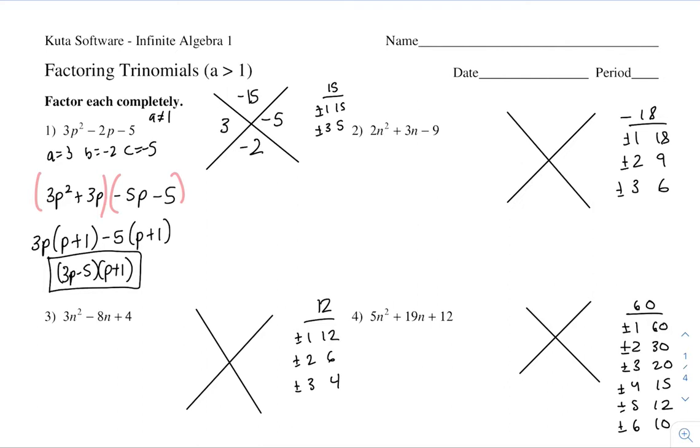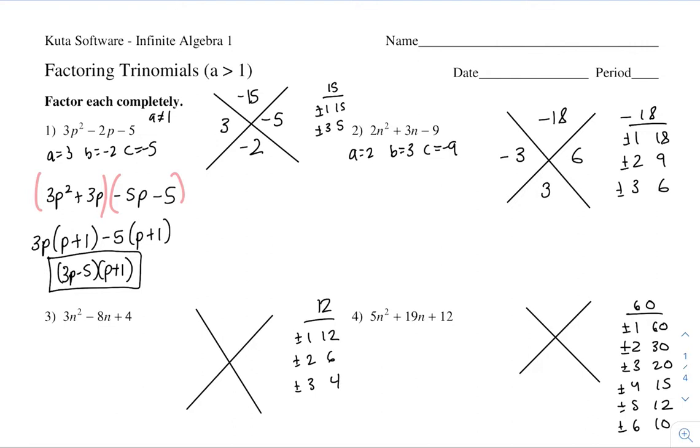Number 2, a is equal to 2, b is equal to 3, and c is equal to negative 9. Up top, a times c, so 2 times negative 9, negative 18. On the bottom is b, 3. So two things that multiply to negative 18, but when added gives you 3. So based on my factors list, that looks to be 3 and 6. And that means the 3 has to be the one that's negative, because negative 3 plus 6 is 3.